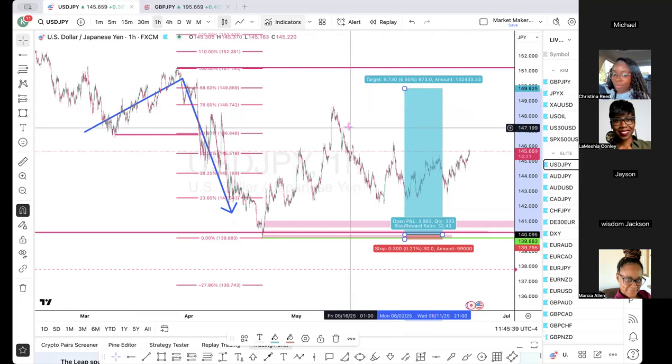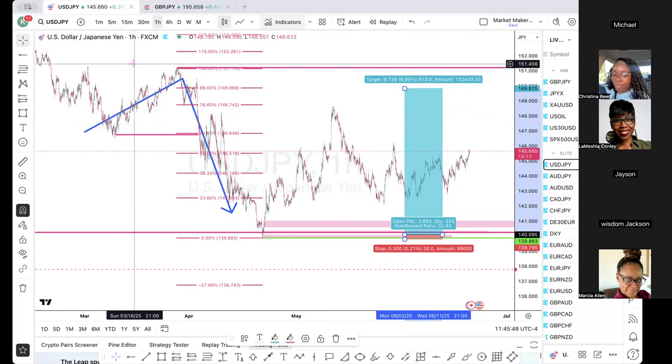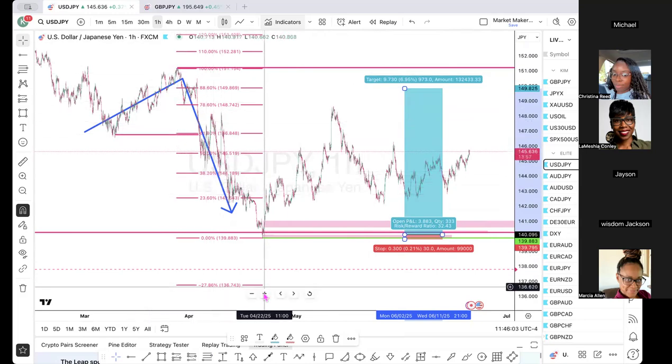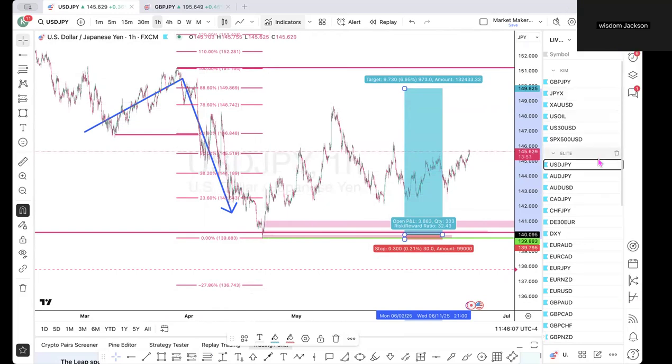When I'm trying to get my swings. Hold on, Wisdom, because I'm going to pull up your chart. You had a perfect chart. And you marked up the second time your internal, and the first one you marked up the higher time frame. The second one you marked up the internals to that. And that's what confuses me at times, because I'm really focused on the higher time frame swings.